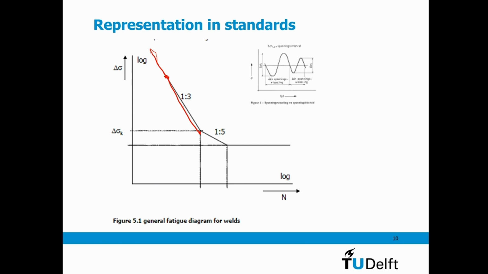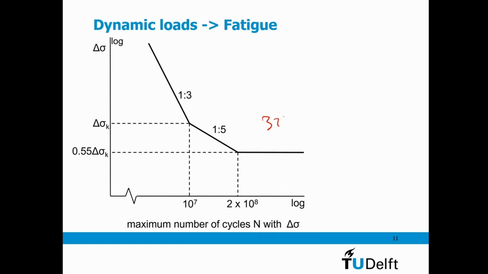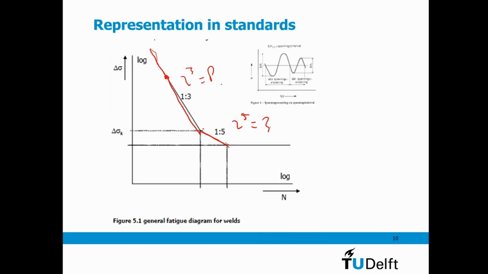So if I am around this slope, then if I reduce my stress 2 times, then the fatigue life increases by 8. So this is 2 to the third is 8 for a reduction of 50% in the stress. Here it is even much more. Here it's to the fifth, so that is 32 times better. 32 times longer fatigue life if I reduce my stress with 50%.